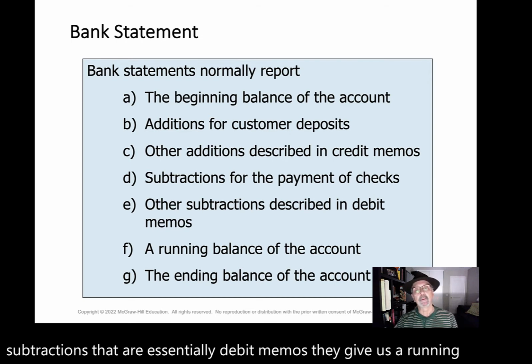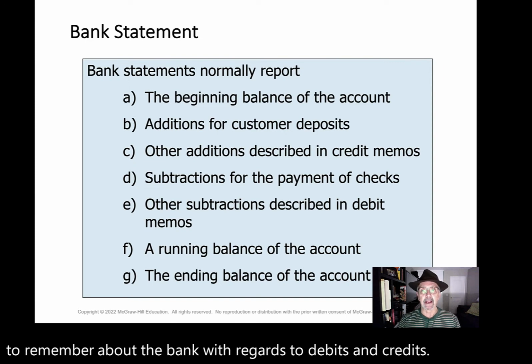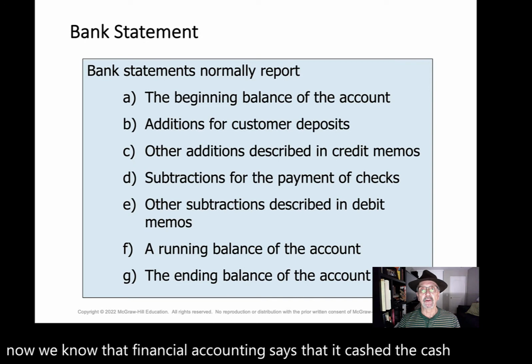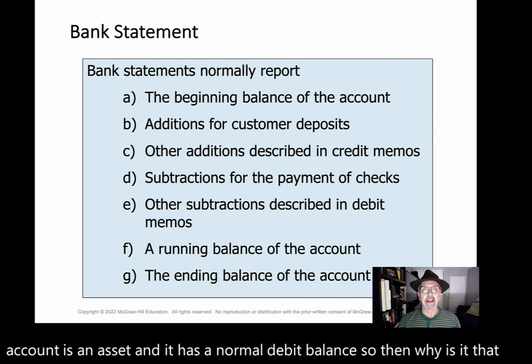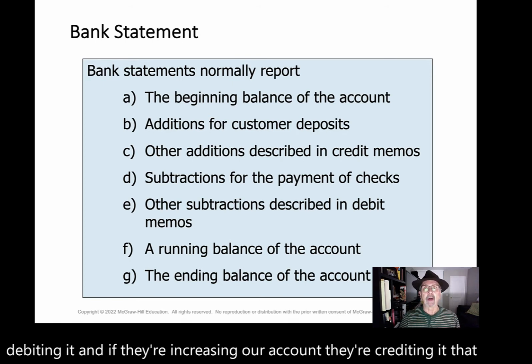Now, something to remember about the bank with regards to debits and credits. We know that financial accounting says that the cash account is an asset and it has a normal debit balance. So then why is it that when we get a notice from the bank, if they're reducing our account, they're debiting it, and if they're increasing our account, they're crediting it? That seems to be not right.